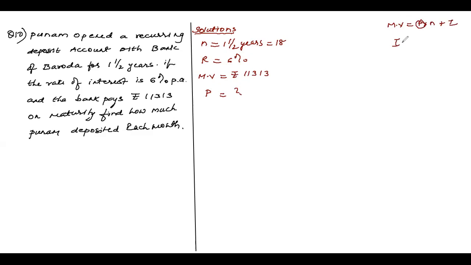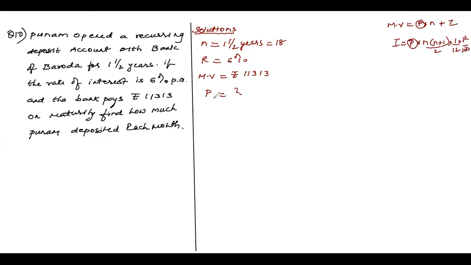But if we think of I, we can find it by the formula P into N plus 1 upon 2 into 1 by 12 into R upon 100. But the problem is, children, here also you can see P is unknown. So I cannot use these two formulas separately. Got it? So what should I do, children?